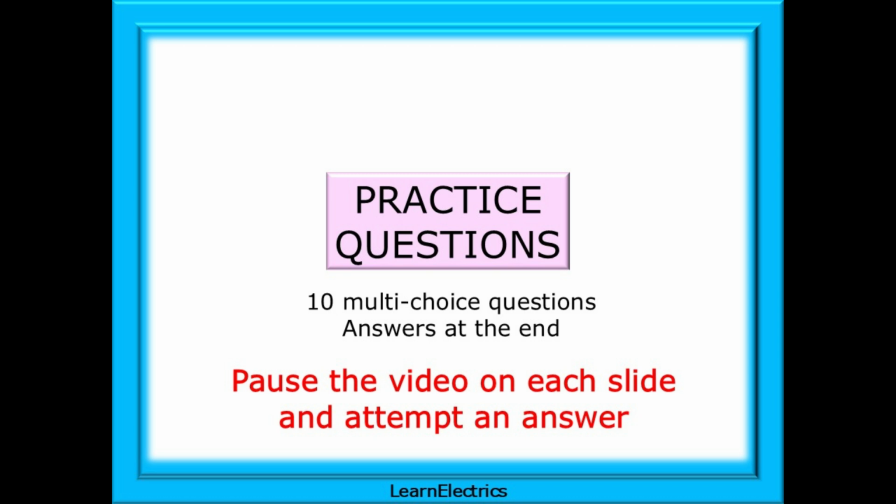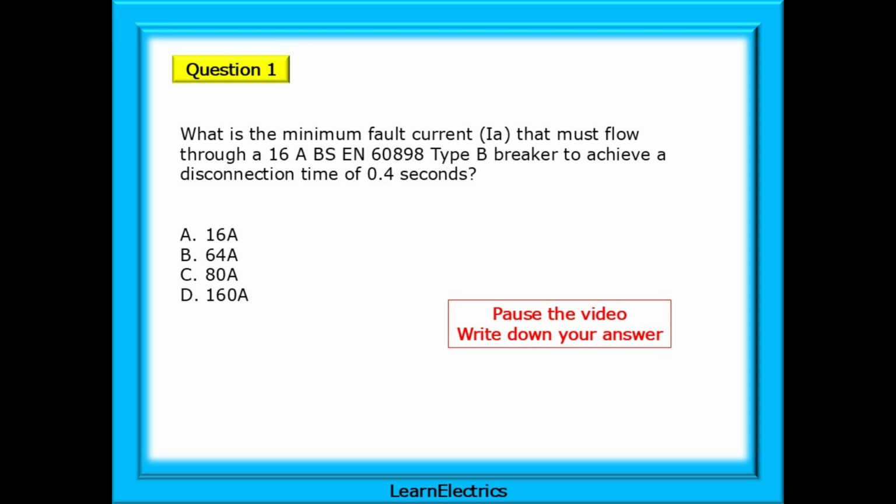Time for a few practice questions. 10 easy multi-choice questions for you to attempt yourself with the answers at the end. Pause the video on each slide and attempt an answer. It really is the best way to learn. Question 1 asks, what is the minimum fault current, IA, that must flow through a 16 amp BS 60898 type B breaker to achieve a disconnection time of 0.4 seconds? Choose the most appropriate answer, pause the video, attempt the answer and write it down before moving on.